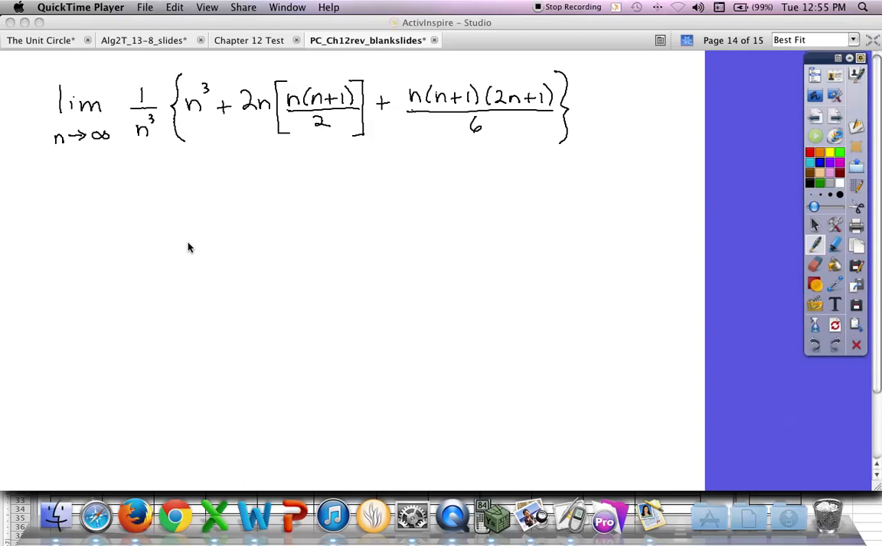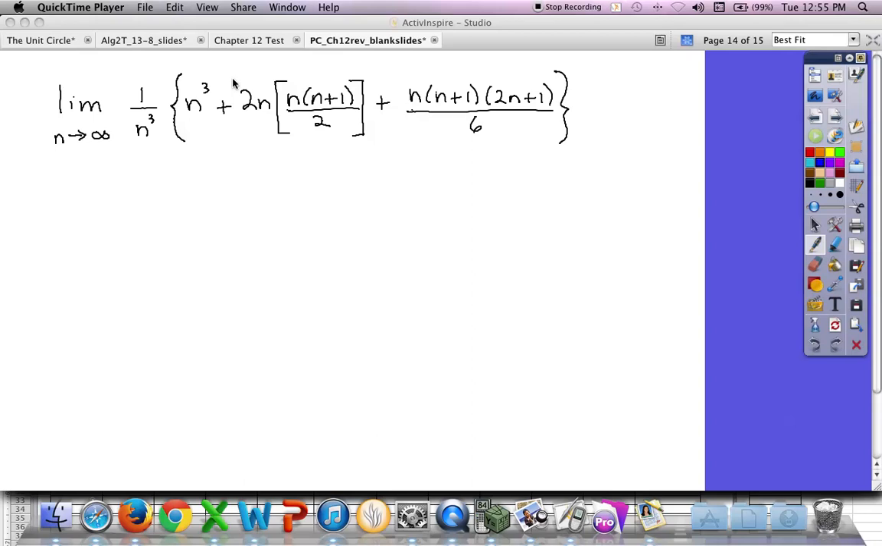So this is kind of like that homework problem that we did where we were multiplying by the 1 over n in the front. And how did we simplify that? Do you remember what I did with that when I had 1 over n outside the parentheses? We distributed it inside. So I would do the same thing here.